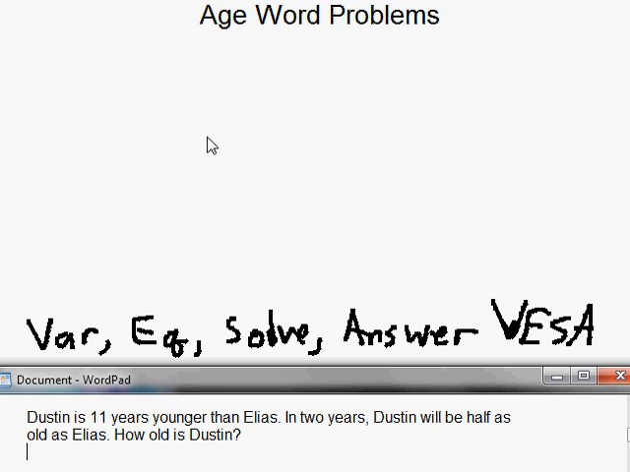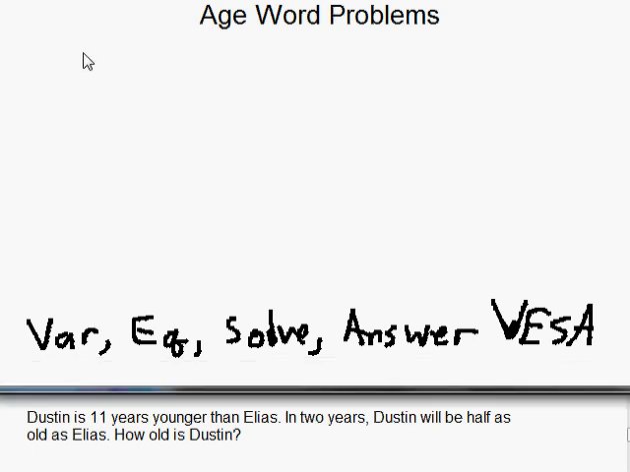Okay, Dustin is 11 years younger than Elias. In 2 years, Dustin will be half as old as Elias. How old is Dustin? Ooh, that's a hard one. So the first step is variables. What should we define as our variables here? Abigail, what do you think? Dustin's age. Yep, and maybe we should call that D. So D equals Dustin's age.